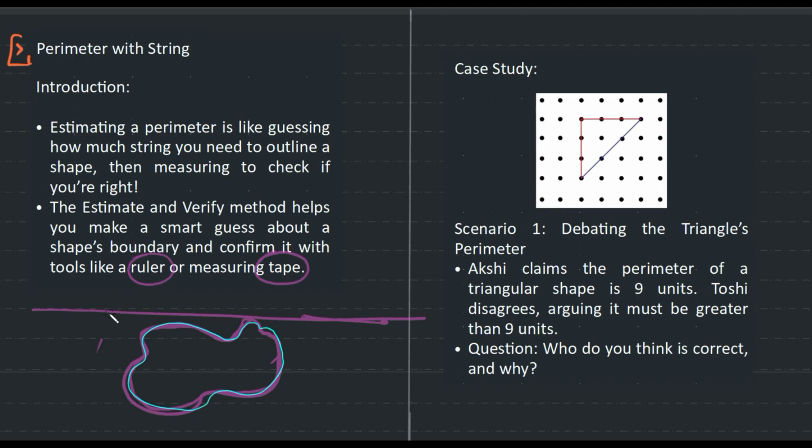So here we are working with that idea. We are working with the idea of using string as a tool which will ease our measurement of any complex structure. So we can use string to measure perimeter is what we are trying to make a point over here.